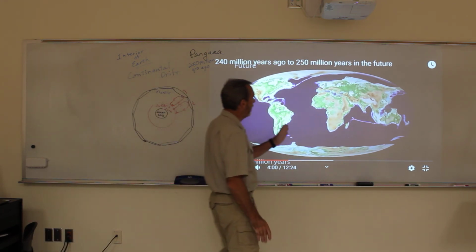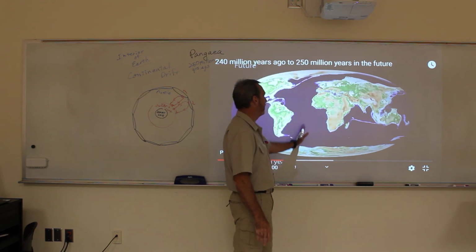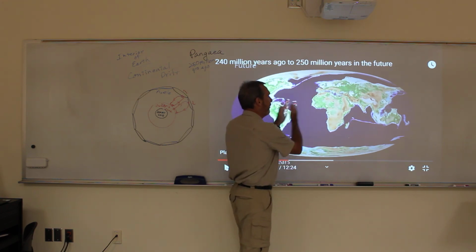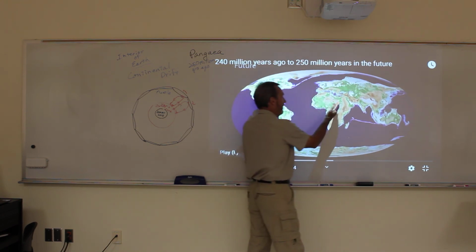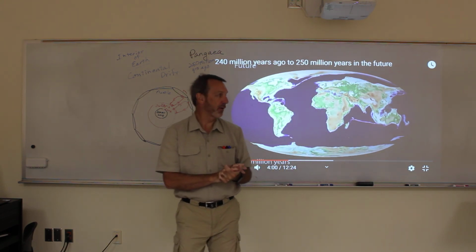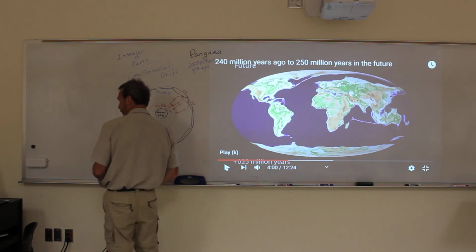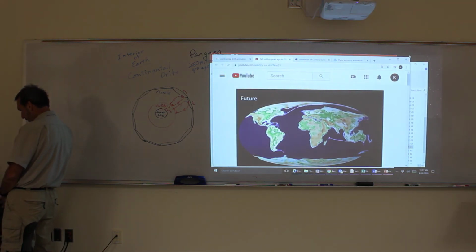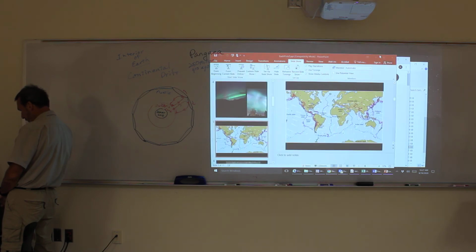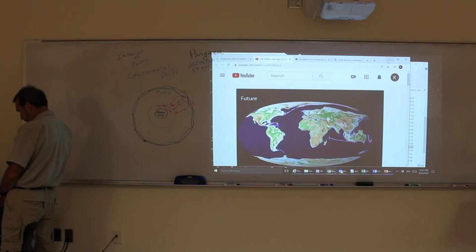What we see now is this rift, which is in the middle of the Atlantic, is still splitting. So North and South America are getting further away from Asia, and the Pacific is getting smaller on the backside. All right, so go back to here.